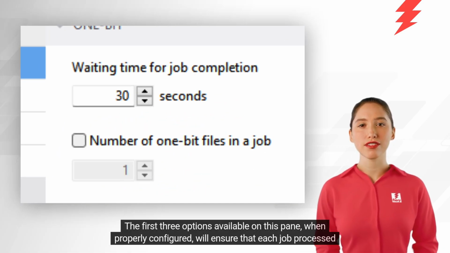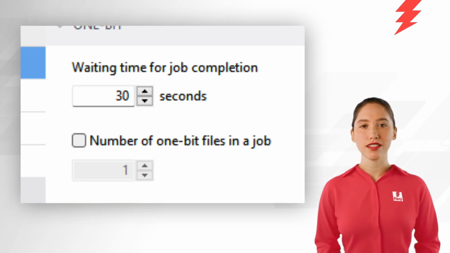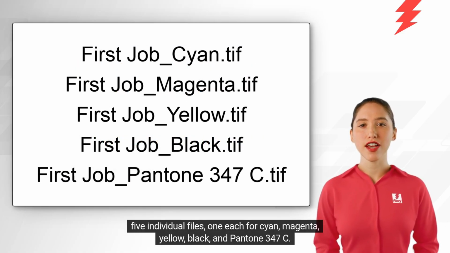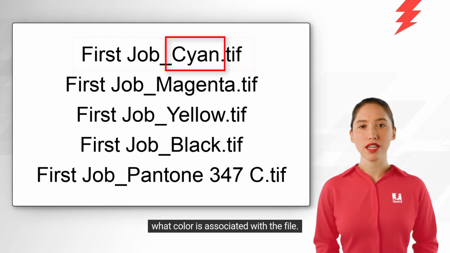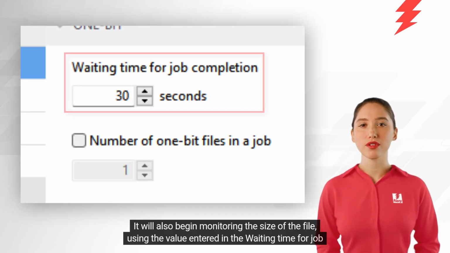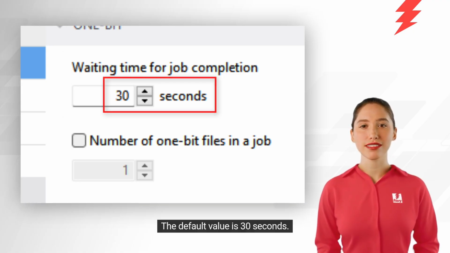The first three options available on this pane, when properly configured, will ensure that each job processed will include all the necessary OneBit files. Let's assume that a new job is being added to the designated hot folder and that the job consists of 5 individual files, one each for cyan, magenta, yellow, black, and Pantone 347C. When OneBit files begin to appear in the folder, the system will analyze the first file and determine what color is associated with the file. It will also begin monitoring the size of the file, using the value entered in the waiting time for job completion box. The default value is 30 seconds.